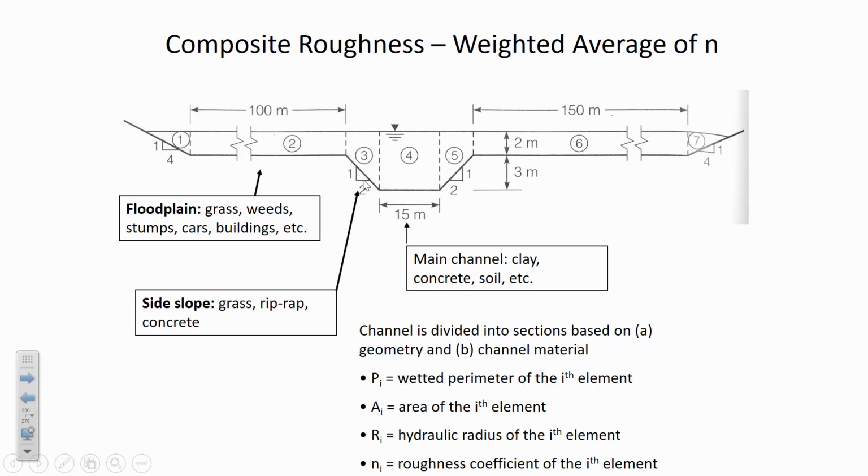This is showing a channel that also has floodplains on either side. And if you think about the types of things that are likely to be found in a floodplain area, there can be vegetation there, buildings potentially, cars, all sorts of debris that's going to have a much higher roughness effect than the relatively smooth materials that are inside the normal channel area. So in the channel itself, it could be at the bottom there, clay, a soil, concrete if it's reinforced in some way. Side slopes would generally have riprap, which is like a rubbleized concrete.